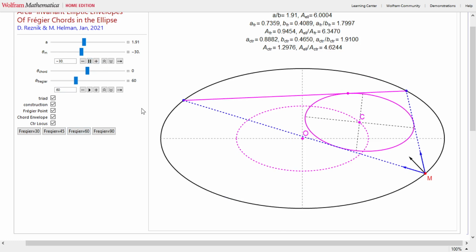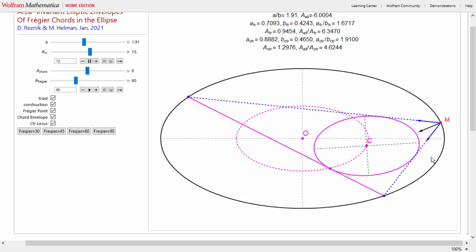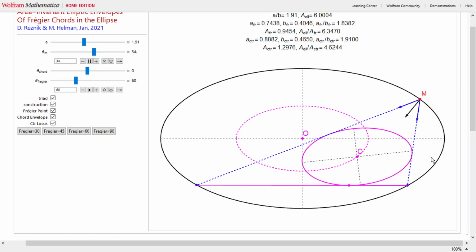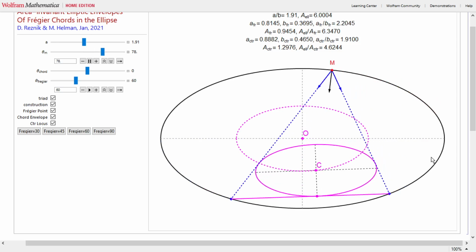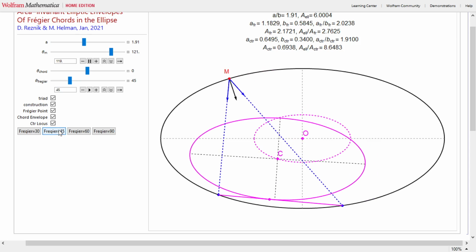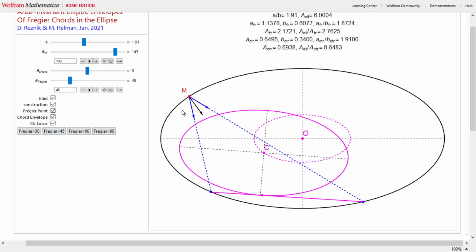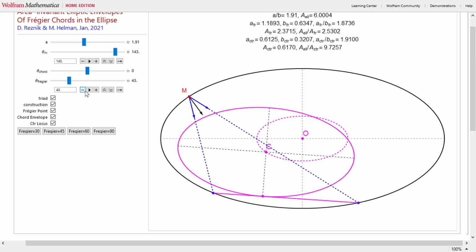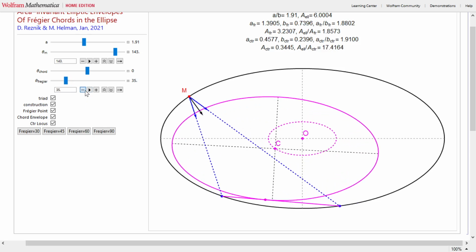In fact, let's change this angle from 70 to 60. You're going to get that when the angle between the blue rotated normals is 60 degrees. You get this. When that angle is equal to 45 degrees, you get a bigger ellipse. So what's happening is, as what I'm calling the Frégier angle, the angle between the two blue arrows, becomes smaller and smaller, the locus of the envelope is going to become more and more like the ellipse.